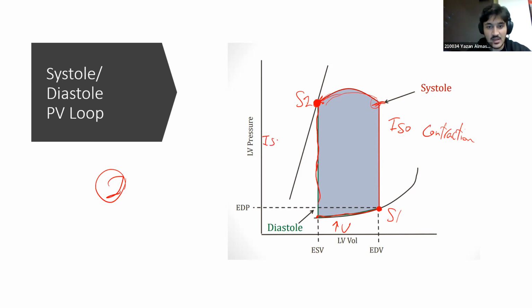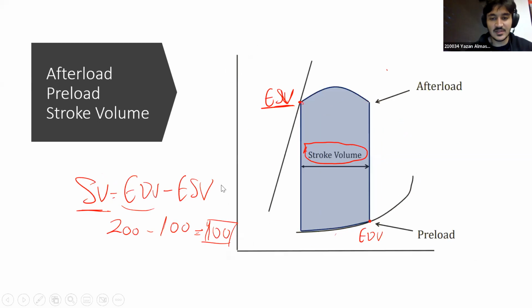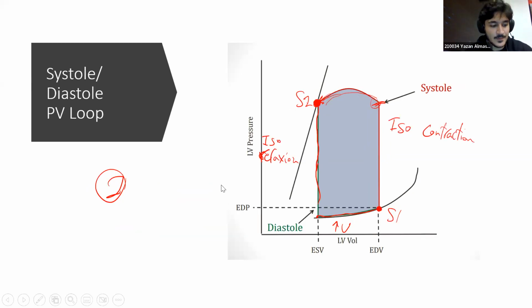Isovolumic relaxation. Why do we call it isovolumic relaxation and isovolumic contraction? Because the word iso means the same. So the blood is not changing volume and the heart is not changing volume. The same amount of blood is staying during contraction and the same amount of blood is staying during relaxation. So this is the phase called isovolumic relaxation and isovolumic contraction. Does that make sense? You guys, this is a very, very important concept.